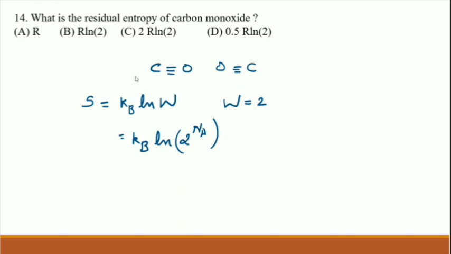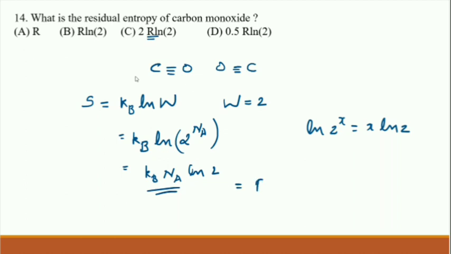We have to get the answer in terms of R, so it is in Kb. We can substitute Kb Na ln 2 raised to Na, and ln 2 raised to x equal to x ln 2. So 2 raised to Na gives Na ln 2. Kb Na equal to R. So R ln 2 is the correct option. B option.